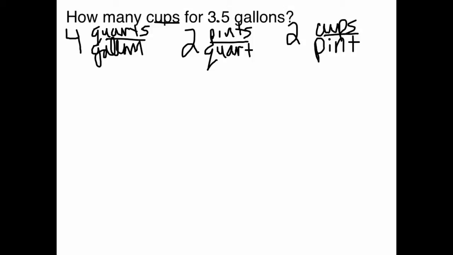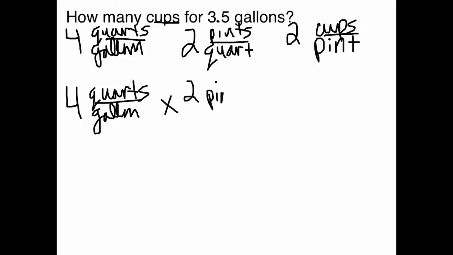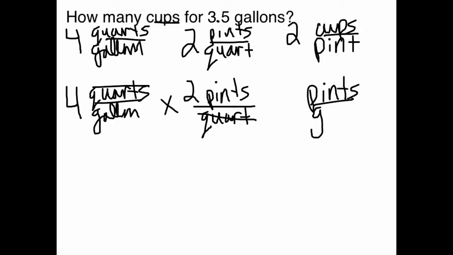So I want to convert down as much as possible. So I'm going to take my 4 quarts, and I want to convert this down to see how many pints there are per gallon. And then we can go from that to cups. So there are 4 quarts per gallon. I'm going to multiply that by 2 pints per quart, to get my quarts to cancel out. If I multiply this, my quarts cancel, and I'm left with pints per gallon. 4 times 2 is 8, which means there are 8 pints per gallon.